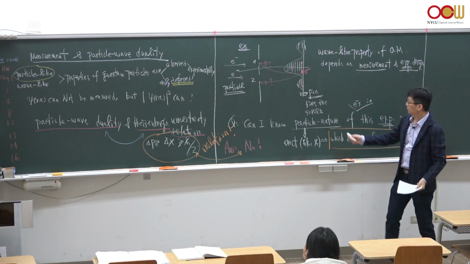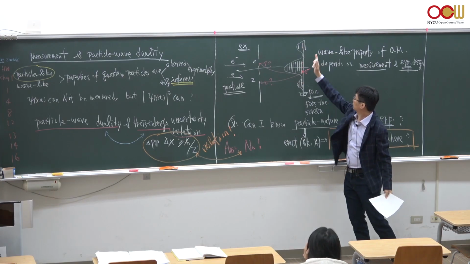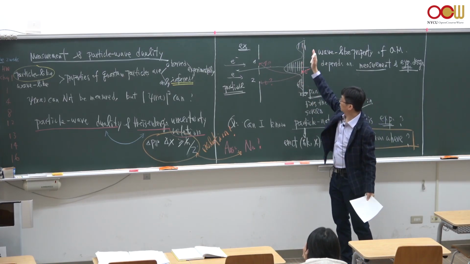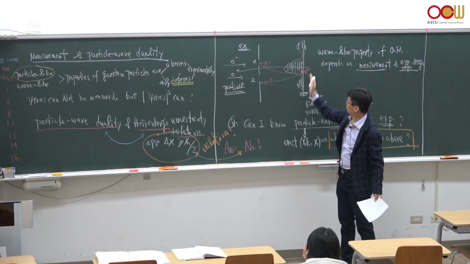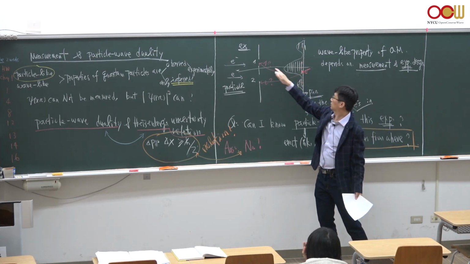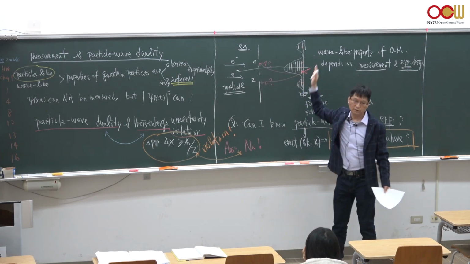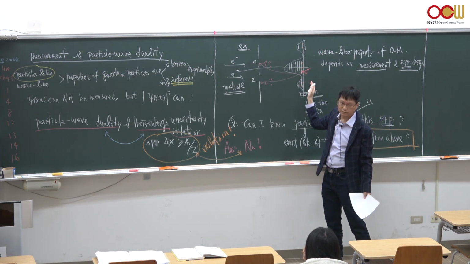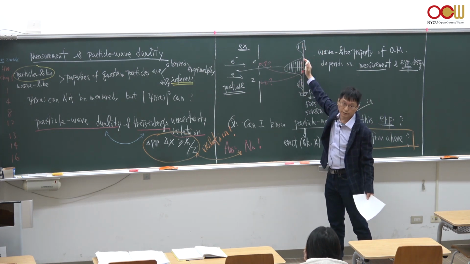But if we don't fix the screen and we allow this screen to move along the vertical axis, as a result we could know the momentum of the electrons, which may come from slit 1 or slit 2, because this will lead to different momentum when the particle hits the screen, right?